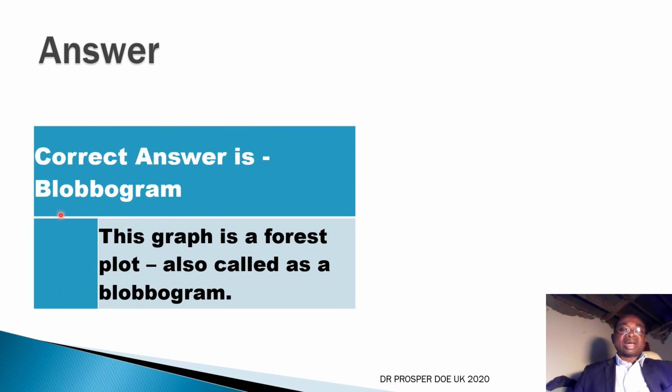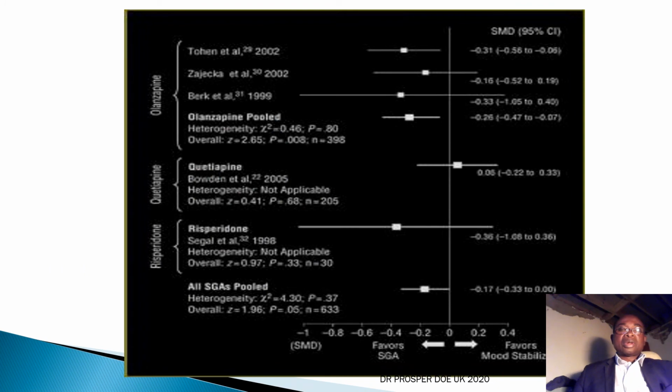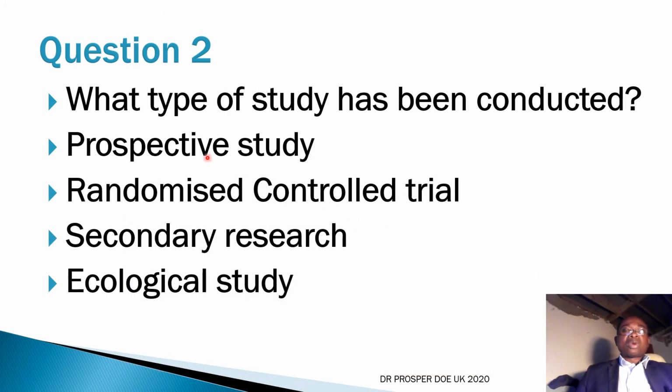The correct answer is globogram. This graph is a forest plot, also called globogram. Looking at this graph again for the next question. What type of study has been conducted? Is it a prospective study, randomized controlled trial, secondary research, or ecological study?